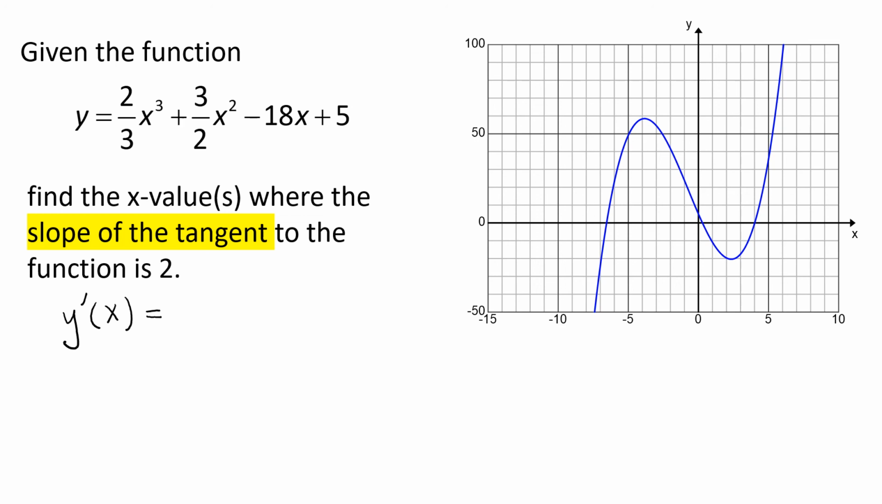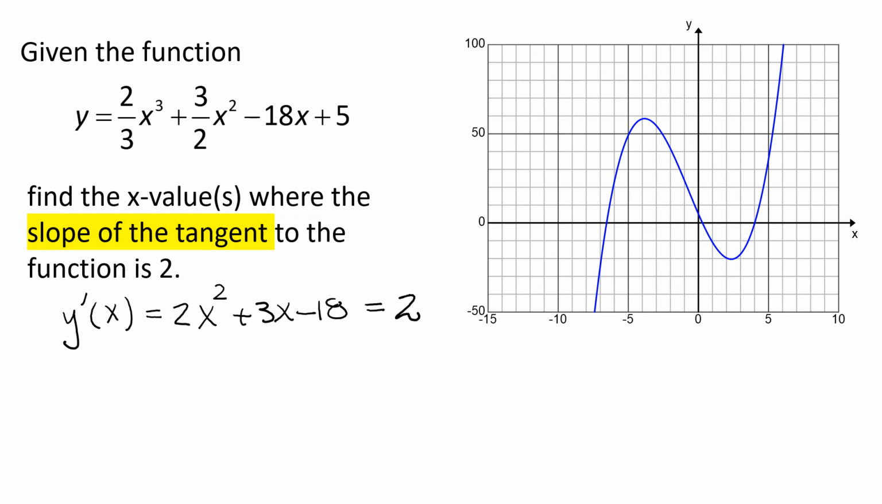y prime of x is equal to 2x squared plus 3x minus 18, and we want the slope to be equal to 2. So instead of picking an x and asking what the slope of the tangent is at that x, we're asking at what x is the slope equal to 2. So in that sense, this problem is the reverse of what we did earlier, all right?